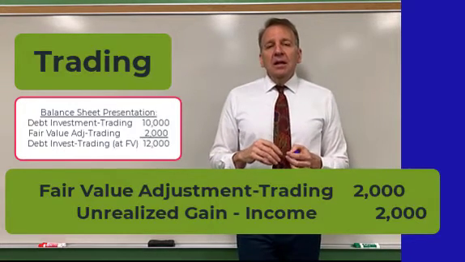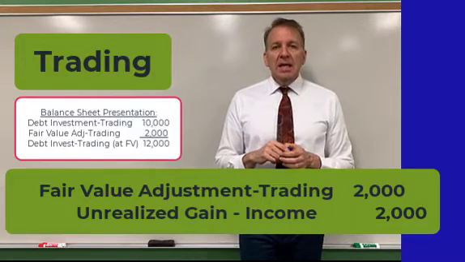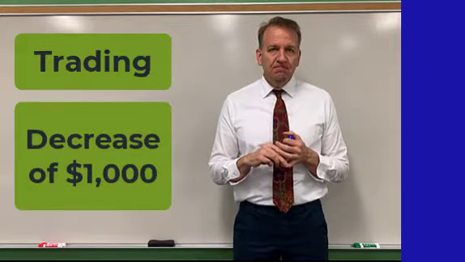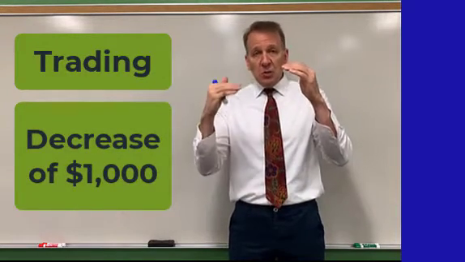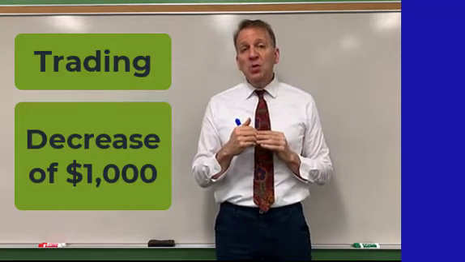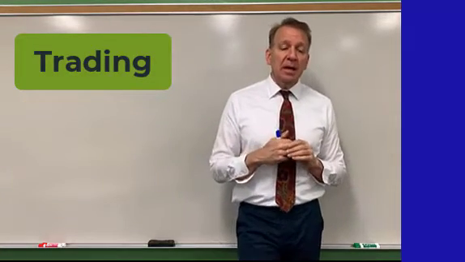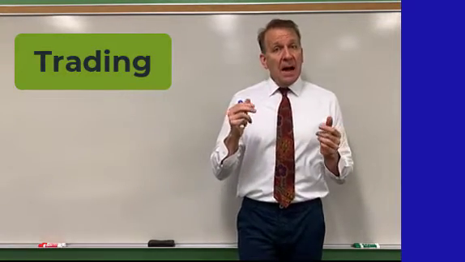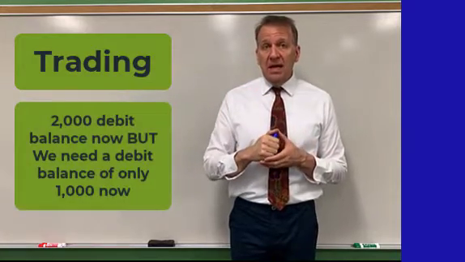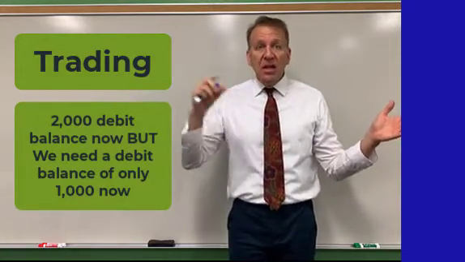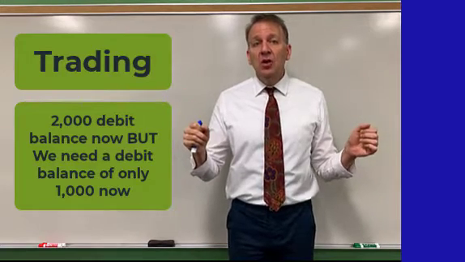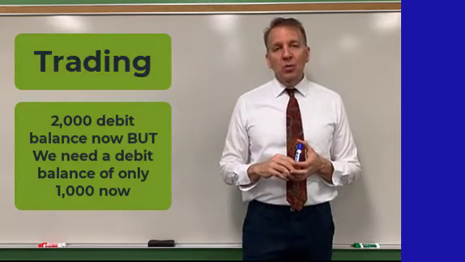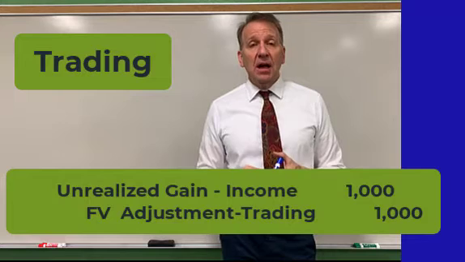Now, what happens next year? Let's say the portfolio decreased $1,000, so it went from $12,000 down to $11,000. What we want to do is take a look at that fair value adjustment trading account. It has a $2,000 debit balance in it right now from last year, but this year the change is only $1,000. So we want to reverse out $1,000. That's what our journal entry will be, reversing out $1,000 of that.